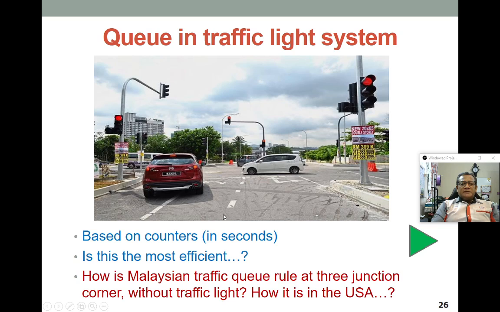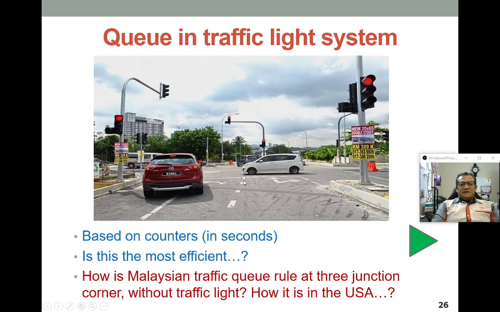However, with a traffic light, it is much easier to control in terms of traffic flow. But how about if this junction is without a traffic light? Which one is served first? Which one will pass through first, which one needs to wait, and which one is next?